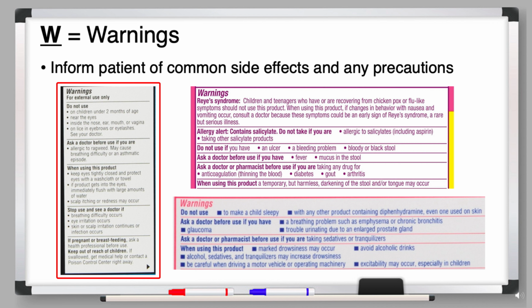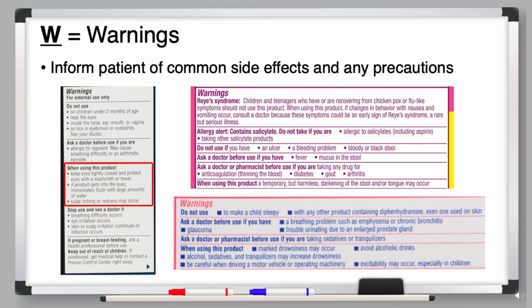So, for example, if we look at the warning section on the drug packaging on the far left, this comes from a box of Nix cream rinse, which is used to remove lice. So in this section we could say, well, if you notice here, this medication does have a warning section with a lot of important information that you should refer to. I guess the things that I would emphasize with you, that if you notice here under the when using this product section, it does mention that scalp itching and redness are side effects that occur while using this medication.